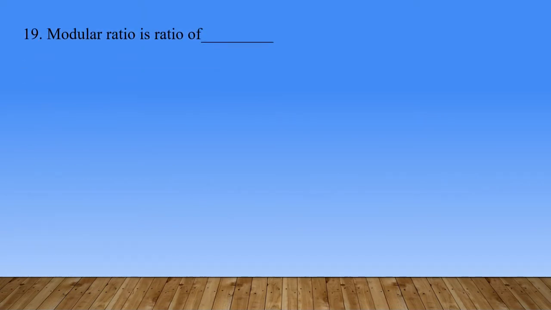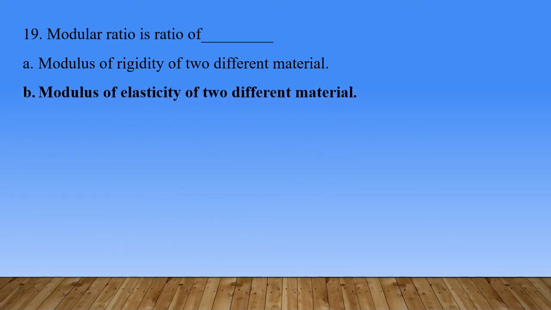Question number 19. Modular ratio is the ratio of: Option A, modulus of rigidity of two different materials. Option B, modulus of elasticity of two different materials. Option C, elastic limit. Option D, material limit. The correct answer is option B, that is modulus of elasticity of two different materials.